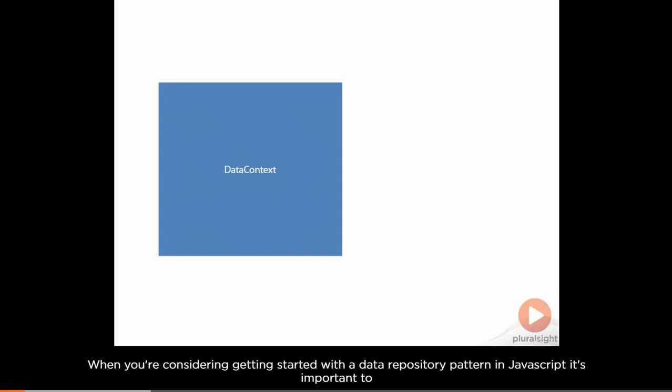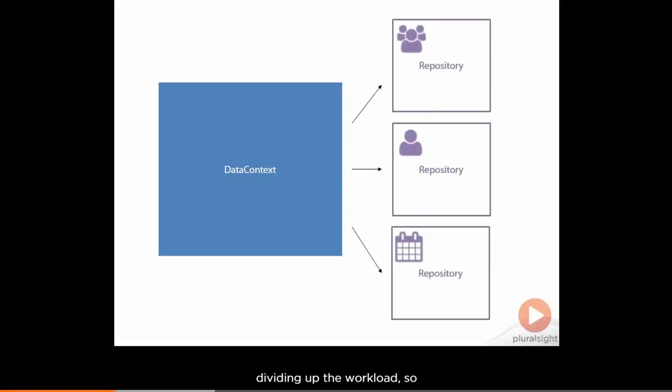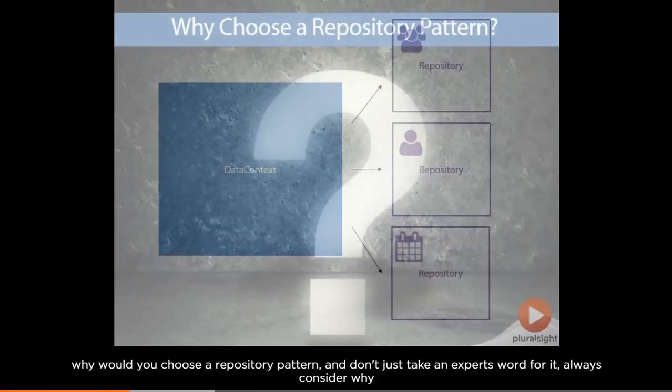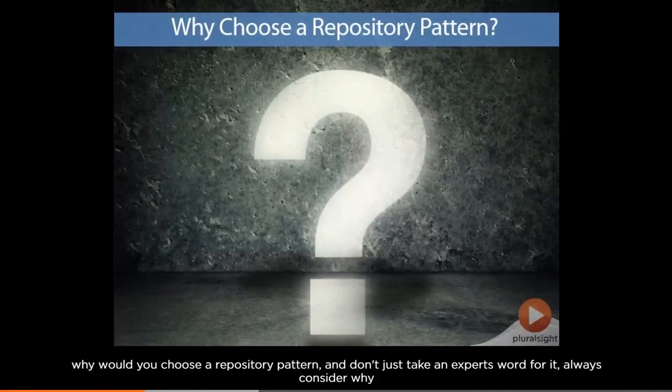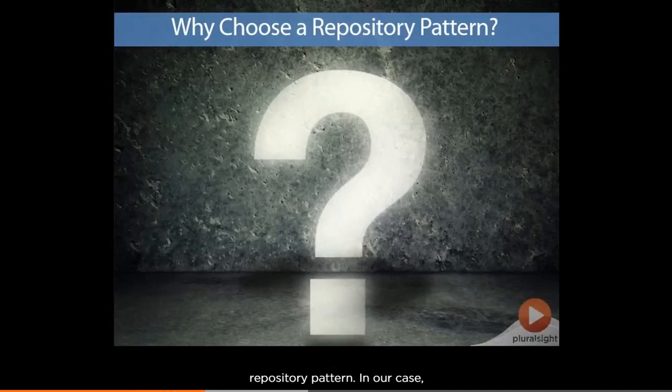When you're considering getting started with a data repository pattern in JavaScript, it's important to understand why you're doing this and when is the appropriate time to do it. Because you've got this data context and we're about to go down the road of splitting it out into multiple repositories, basically just dividing up the workload. So why would you choose a repository pattern? And don't just take an expert's word for it. Always consider why you're going to go down this kind of road when you're refactoring your data context out to something like a repository pattern.